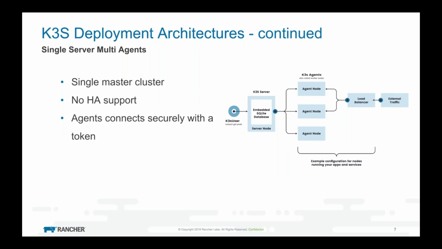Another deployment architecture which is really popular is the single server multi-agents. This basically has one single server that has an embedded SQLite database as well, and it has different agents that connect to this server, all of them connecting to one server. But the problem of this deployment architecture is that there is no HA support as well. So if the server is down, then the cluster is not really accessible.